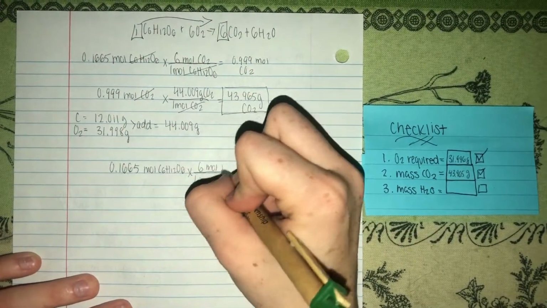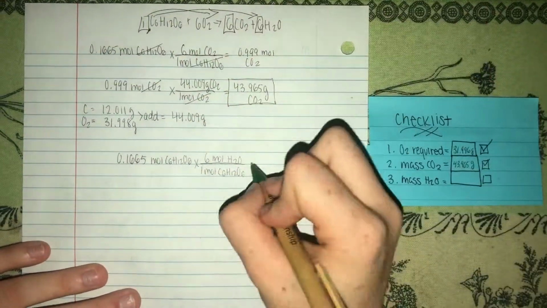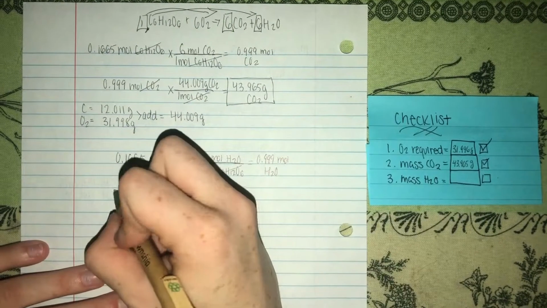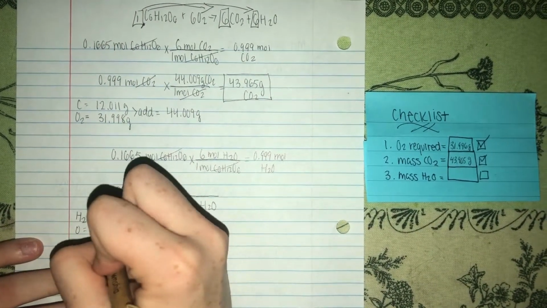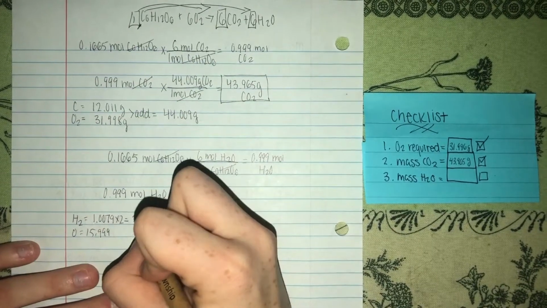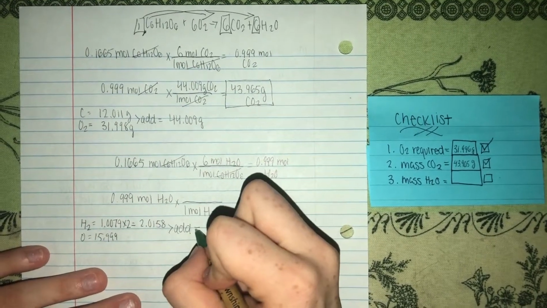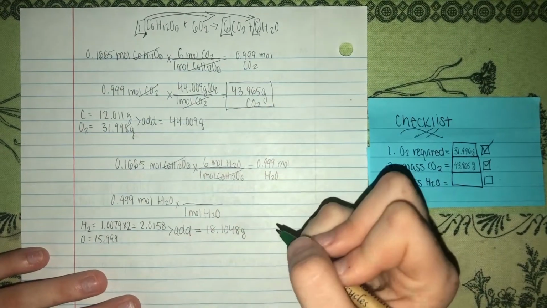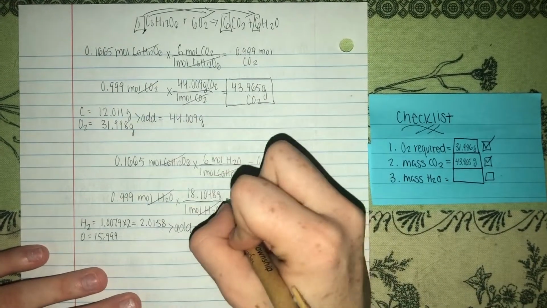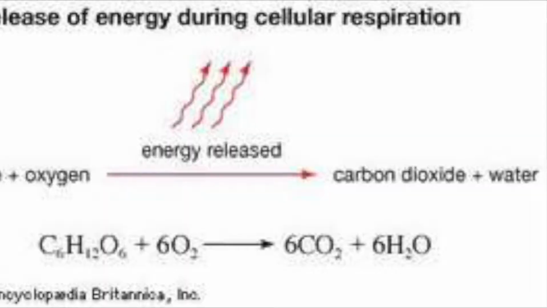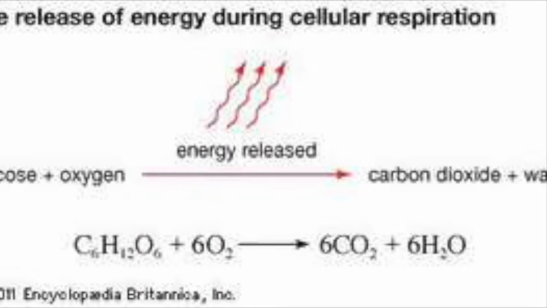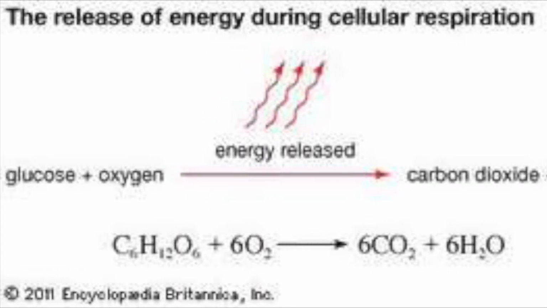To answer the last question, we use the same concept with mole ratios, as 1 glucose mole is also equivalent to 6 moles of water. We use the same concepts and find the molar mass of water, and then use conversions to find the grams of water, which leads us to the mass, which turns out to be 18.087 grams of water.